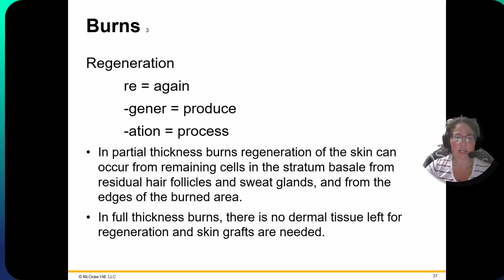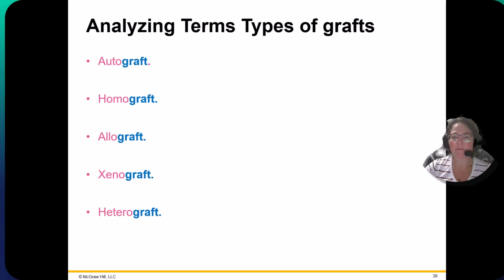RE means again, gener means to produce, and ation is the process of. Like I stated, if you need a graft where you take a piece of skin from someplace else, whether it's your own skin or somebody else's skin or a false skin, that's a graft. So the prefix in these terms is going to help identify what type of graft it's going to be.